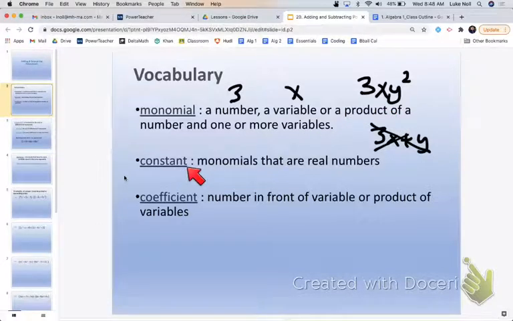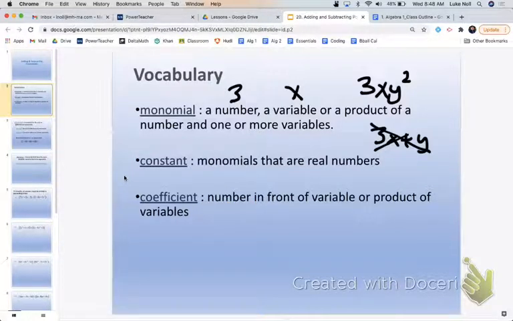A constant is a monomial that's just a real number. So which of these is a constant? 3x or 3xy squared? Yeah, just 3. It's just a number, okay? A constant. Constant means it doesn't change, right? That's a number that doesn't change. 3 is 3 no matter what x is, no matter what y is, no matter what any variable is. We call those constants. And then coefficient.